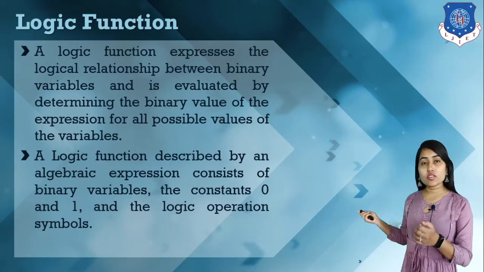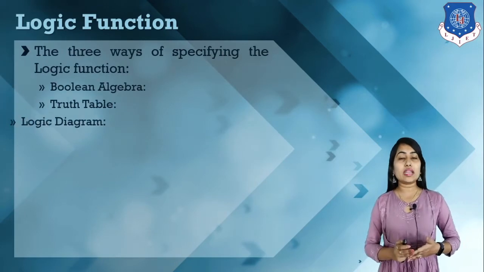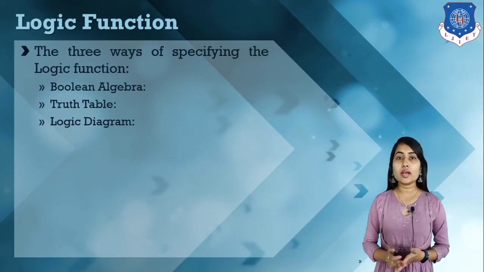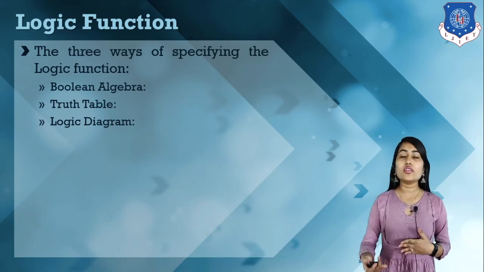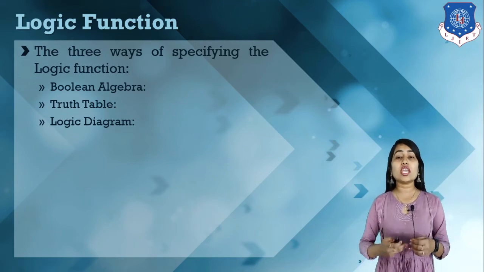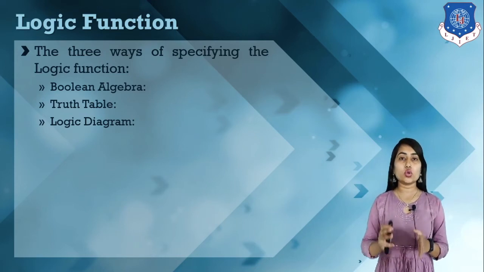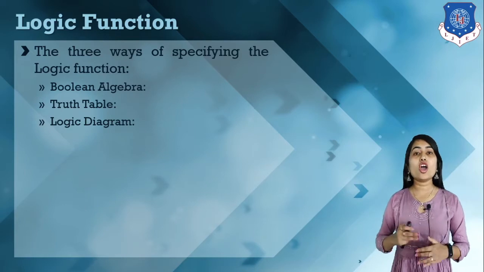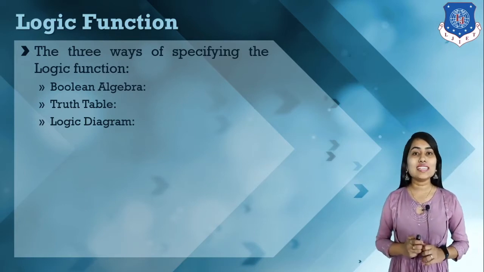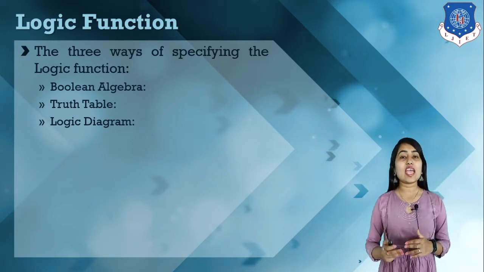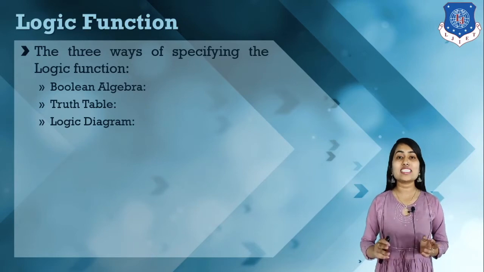There are three ways to represent logical functions: first, Boolean algebra, then truth table, and logical diagram. Using these three ways we can represent a logical function and identify the behavior of a combinational digital circuit. Okay, so using Boolean algebra, truth table, or logical diagram, logical functions can be expressed for different types of combinational digital circuits.